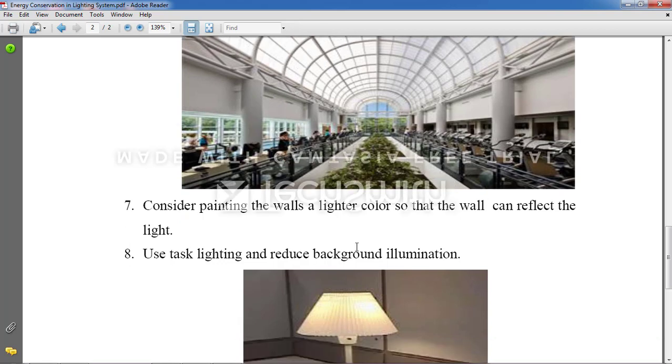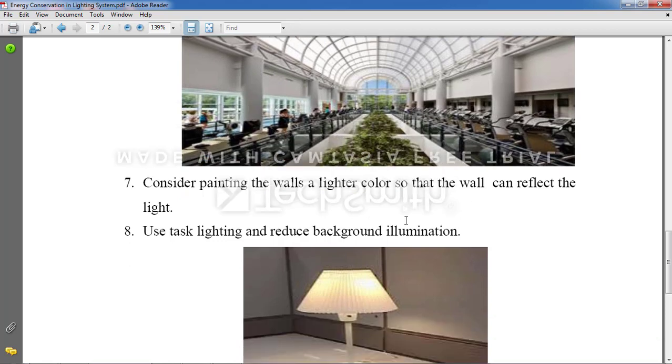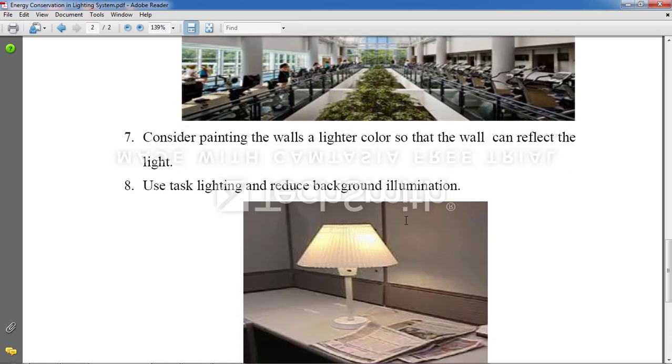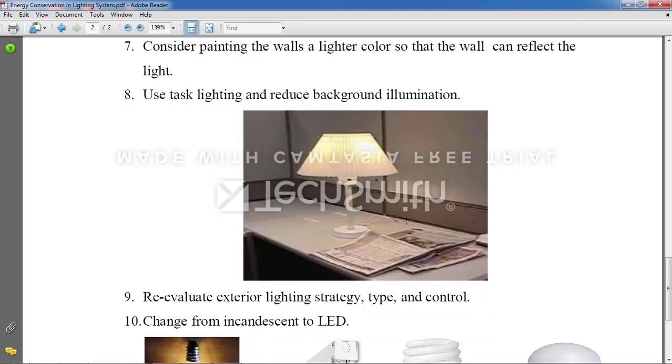Next point, consider painting the walls a lighter color so that the wall can reflect the light. You know that wall color affects the light. Next point, use task lighting and reduce background illumination. This is the best example of task lighting, a table light for your study. If you study, this will be the best option. It helps in two ways: it will not disturb any person beside you, and second, you are saving energy.